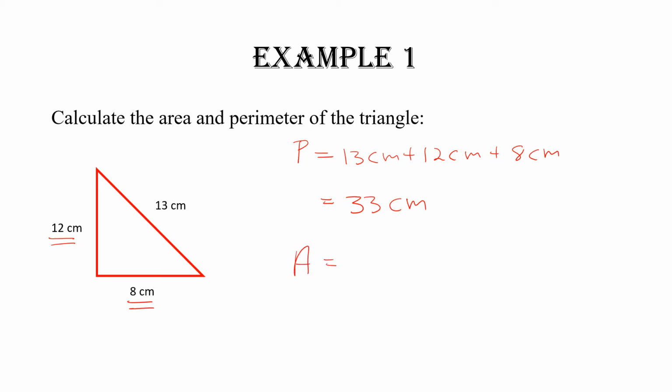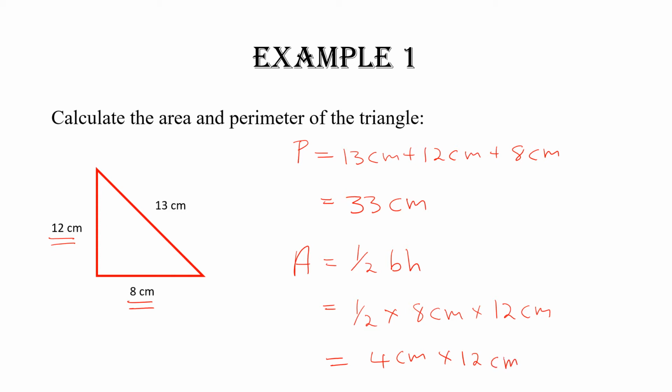So for the area, I usually like to encourage students to write the formula first, so I'll do it too. Half base by height, and then I substitute my values. So that is half multiplied by the base, which is 8 centimeters, multiplied by the height, which is 12 centimeters. When I do my maths here, half of 8, sorry, will be 4 centimeters multiplied by 12 centimeters.